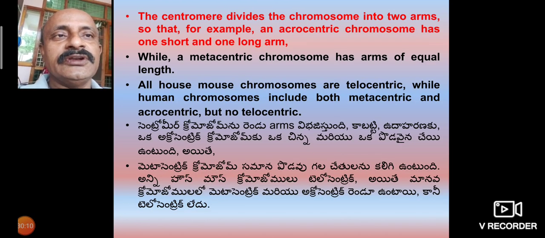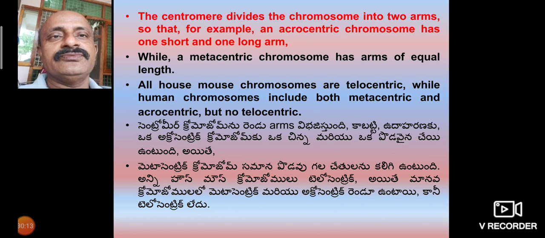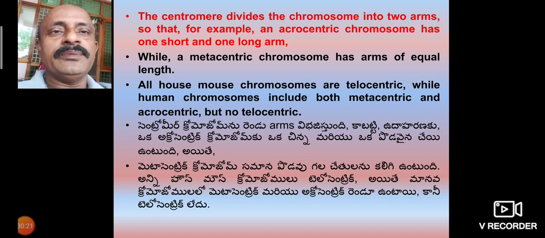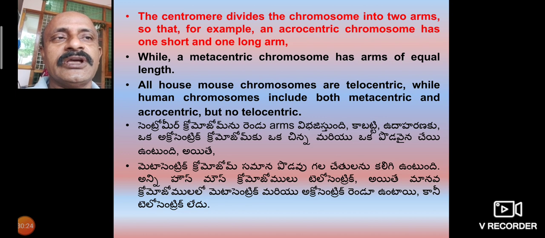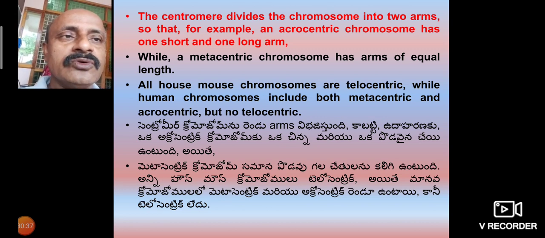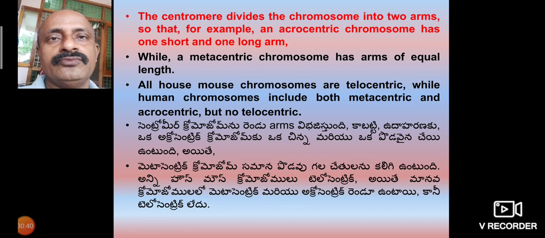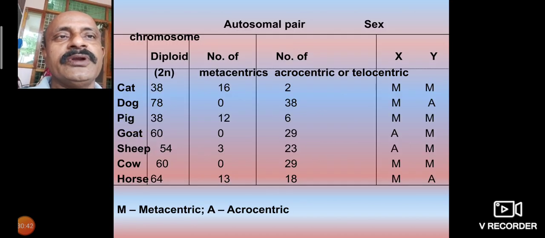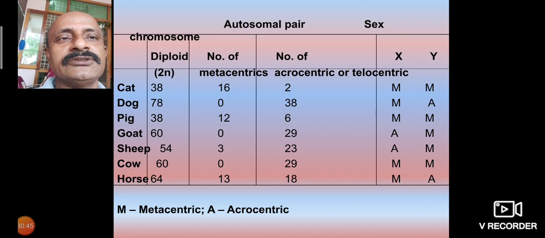The centromere divides the chromosome into two arms. For example, an acrocentric chromosome has a short and a long arm, while a metacentric chromosome has arms of equal length. Most chromosomes are telocentric in mice, while human chromosomes include both metacentric and acrocentric, but no telocentric. So here we count the number of metacentric, number of acrocentric, number of telocentric chromosomes.